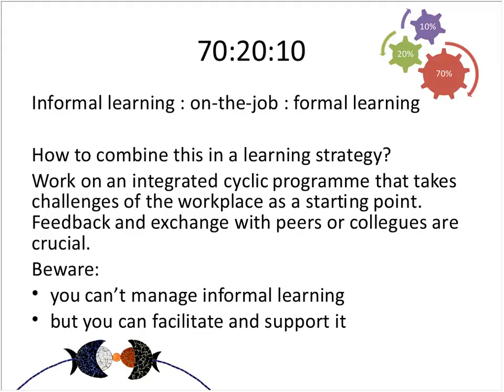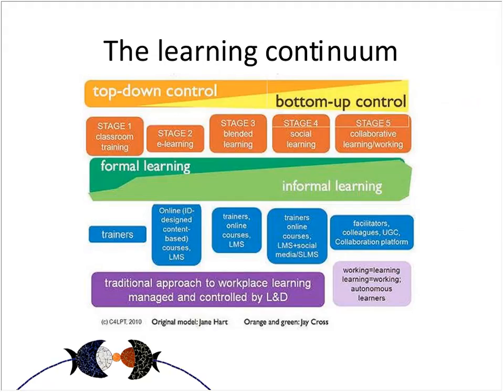And when you think about combining those percentages in a learning strategy, you come more to integrated cyclic programs that take the challenges of a workplace as a starting point, and then add feedback and exchange with peers and colleagues. The thing is that informal learning can't be managed. It can be facilitated, supported and encouraged, but you get less and less control, and the control goes bottom up to the people it's all about.